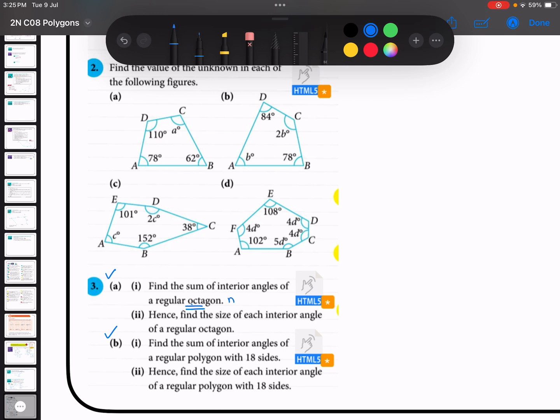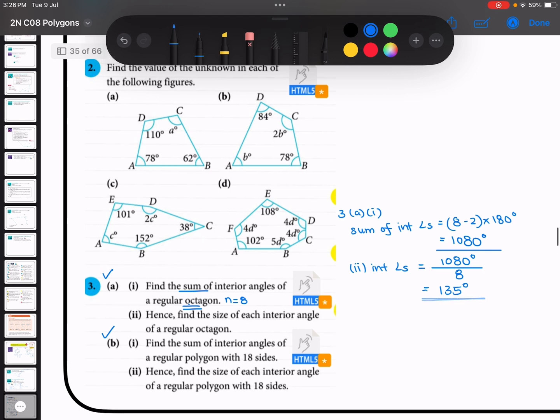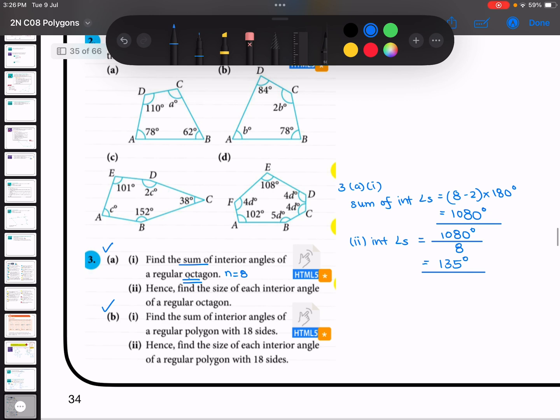This is an octagon. 8 sides. I need the sum of interior angles. I need statements, please. Okay, press your calculators. Part A done. It's actually a pretty simple chapter. There are only 2 formulas. Each interior angle. Octagon means it has 8 angles. The number of sides and the angles must be the same. Okay? Let's do B, a quick one. I have an 18-sided polygon, so 18 gone. So sum of interior angles.